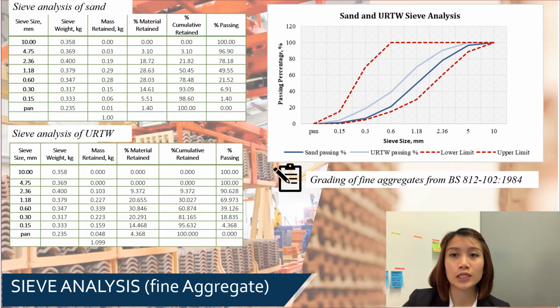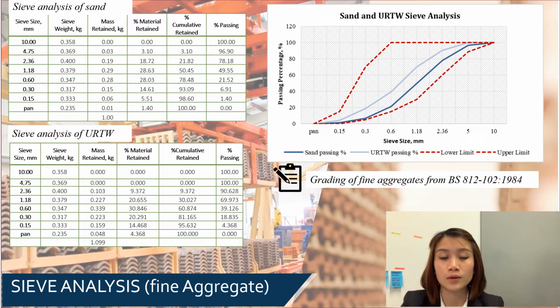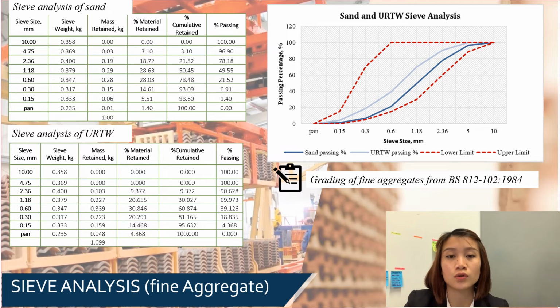The reason for doing the grading process earlier is to make sure that the size of sand and URTW is within the range required in the British standard. So this is the analysis obtained from the process earlier. The grading of fine aggregate is also in accordance with the British standard as stated below the graph of sand and URTW sieve analysis. By judging the graph, both of the fine aggregates are within the range.